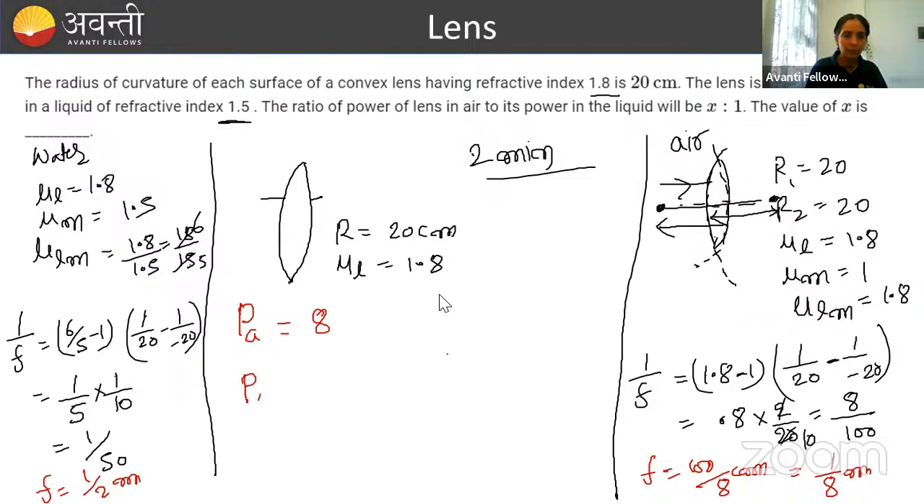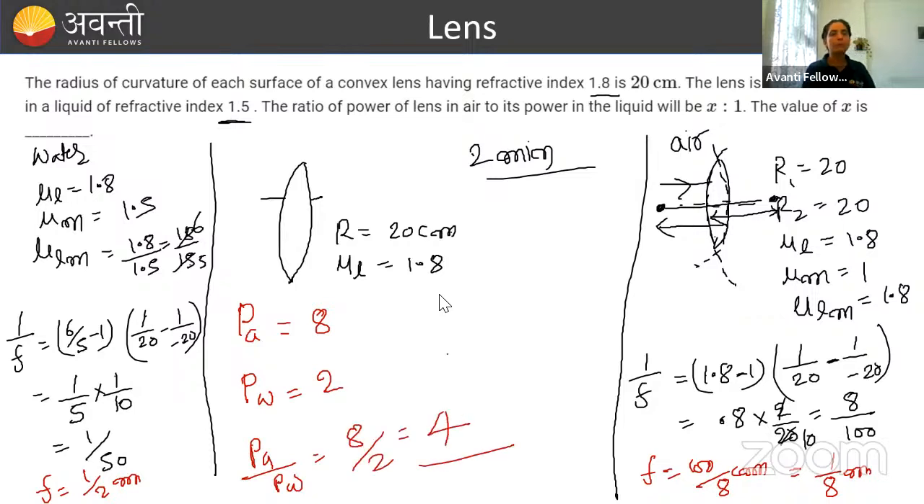And the power of the lens in water will be how much? Again, 1 by half, that is equal to 2. So what will be the ratio of power in air by power in water? That will be 8 by 2, and that is equal to 4. Done. So power we always calculate by taking focal length in meter. That is why I did it ideally.